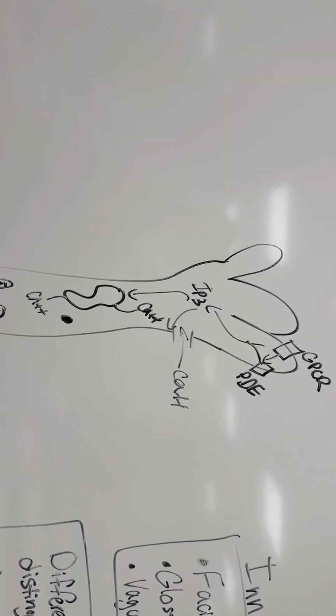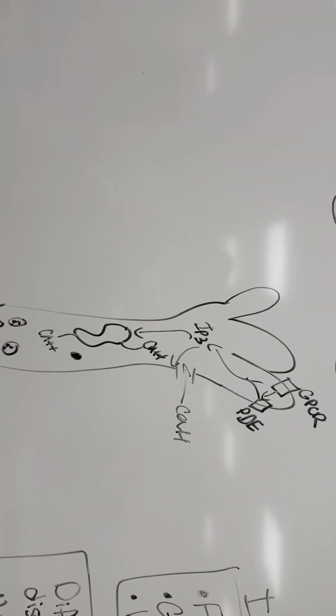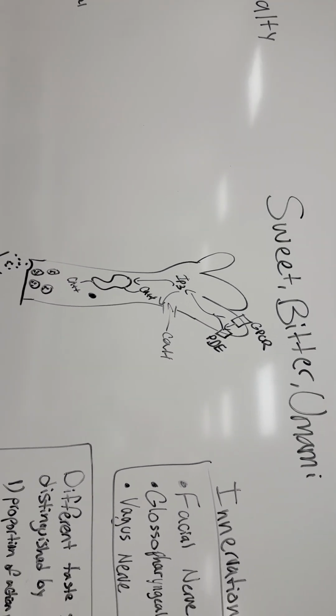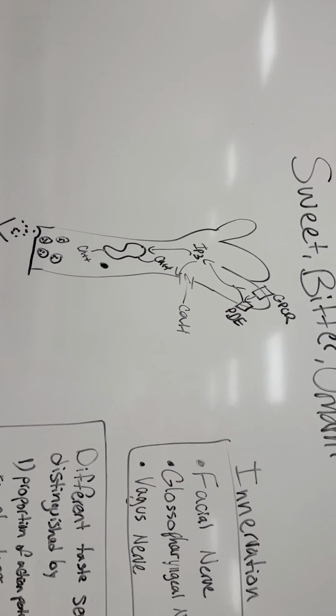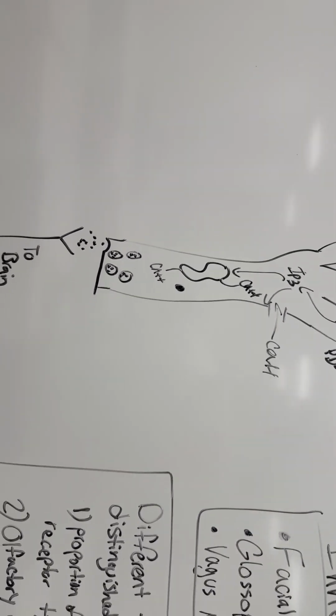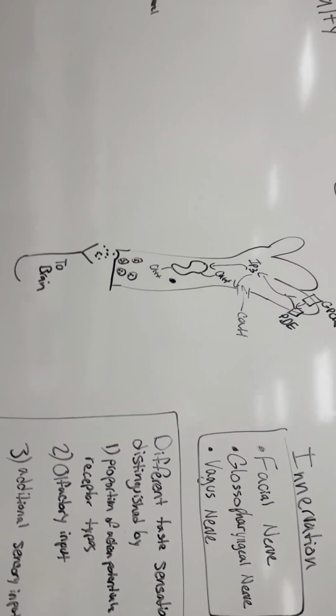And we can also do both these things. We can send IP3 to the smooth endoplasmic reticulum or a membrane channel. All that matters is that we get calcium into the cell, which is going to cause the release of neurotransmitter and send that signal to the brain.